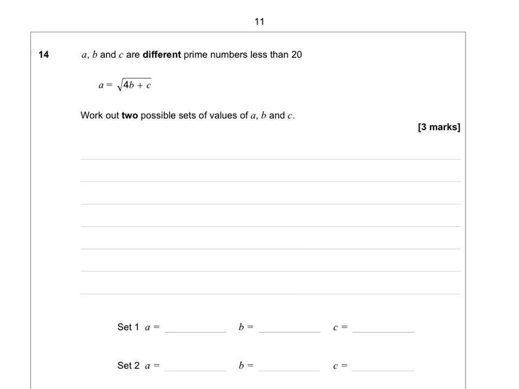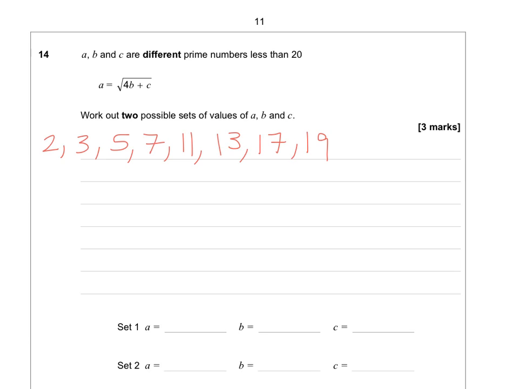Question 14. A, B and C are different prime numbers less than 20. A equals the root of 4b plus c. Work out two possible sets of values of a, b and c. So we're going to list all the prime numbers less than 20. 2, 3, 5, 7, 11, 13, 17 and 19. So we can choose from these.